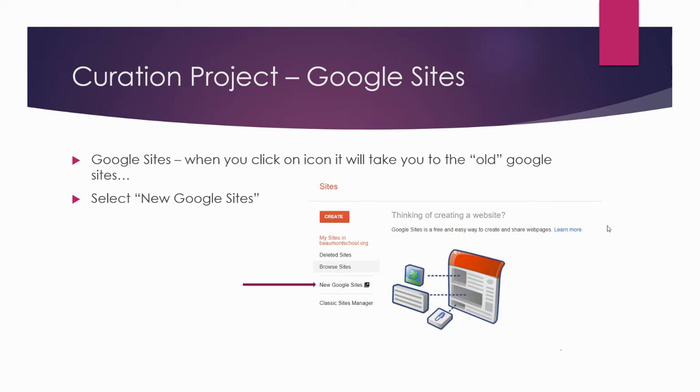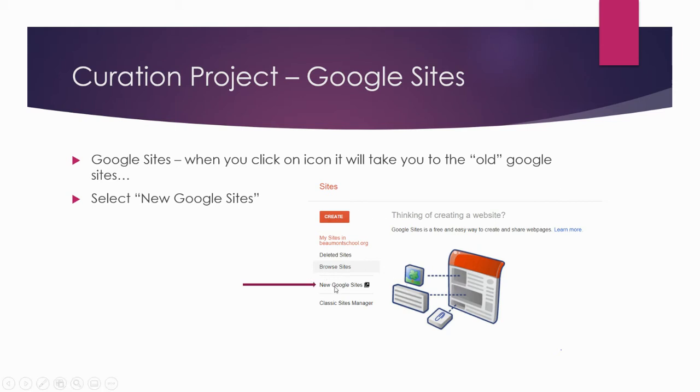We're going to use Google Sites to do this. I've used other websites in the past, but now Google Sites is much easier to use than it used to be. So we're going to use that because then we're all on the Google platform. When you go to Google and click on the icon, you can click on one for Google Sites. It will take you to what is known as the old Google Sites platform, which is not where we want to be. So you're going to want to select new Google Sites.